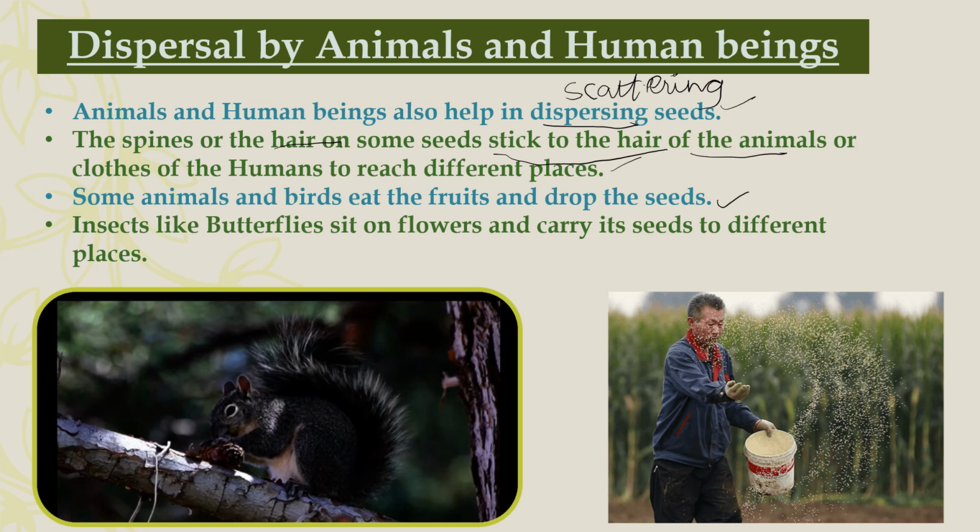And also insects like butterflies sit on flowers, and they suck out the nectar, the juice of that flower, and the seeds of that flower get stuck to the insect's body. And when they sit on another flower, or go to any other place, that seed drops, and then a new plant grows from there. So insects like butterflies sit on flowers and carry its seeds to different places.